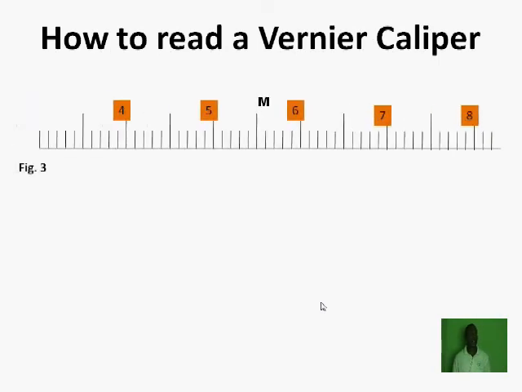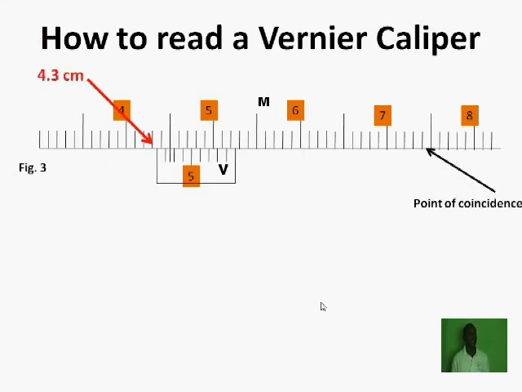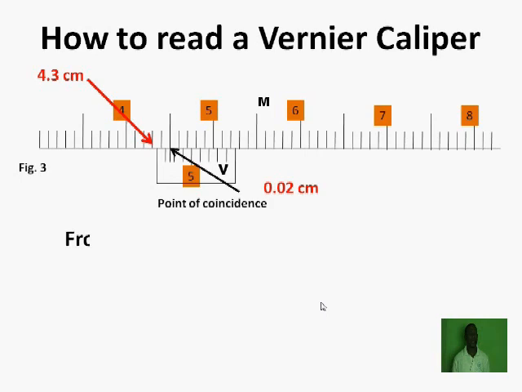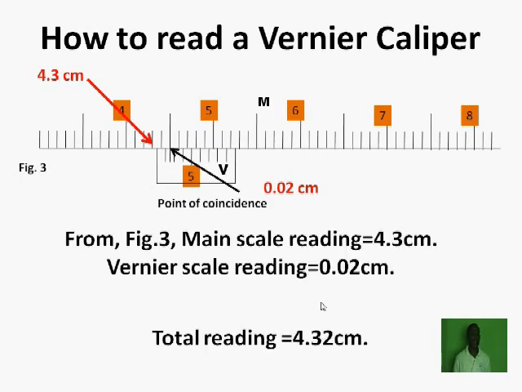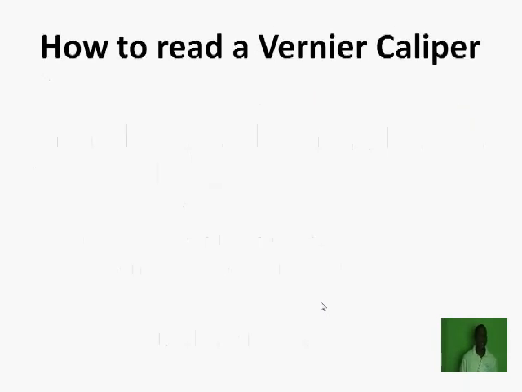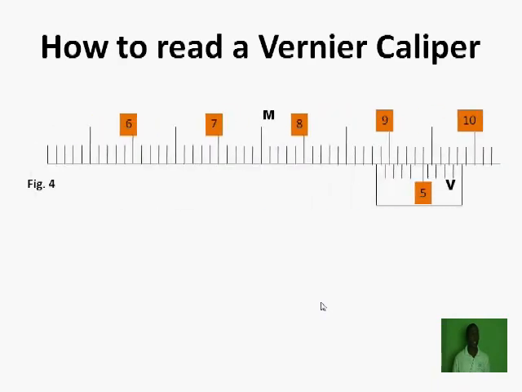Now let's take a sample again. This is the main scale and this is the vernier scale. The main scale reading is 4.3 cm and the vernier scale reading is 0.02 cm, so the reading of the vernier caliper is 4.32 cm. Another sample again.